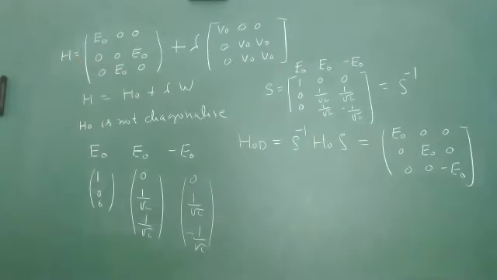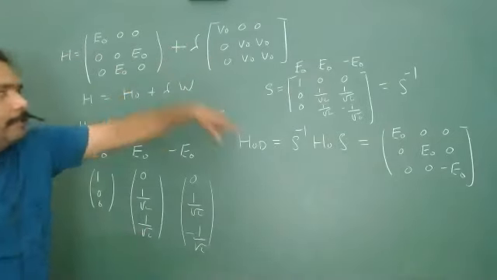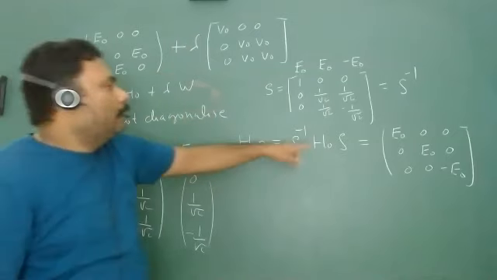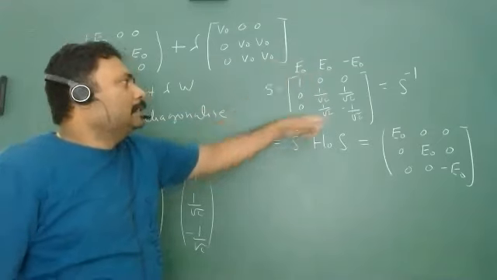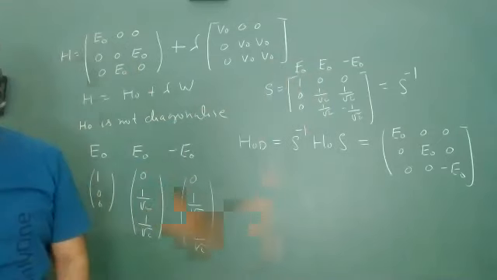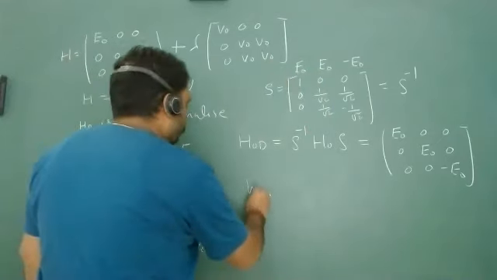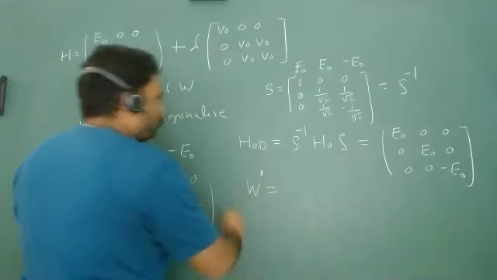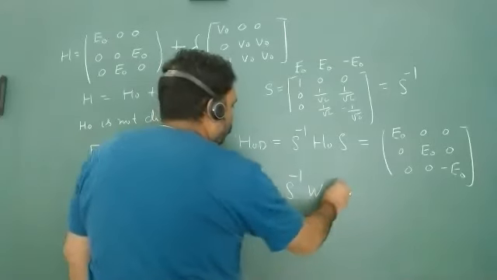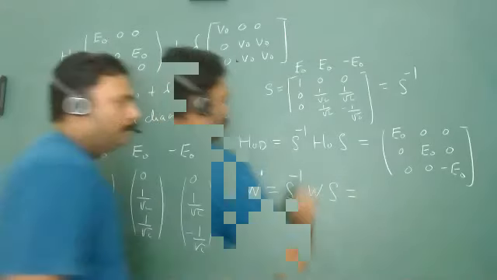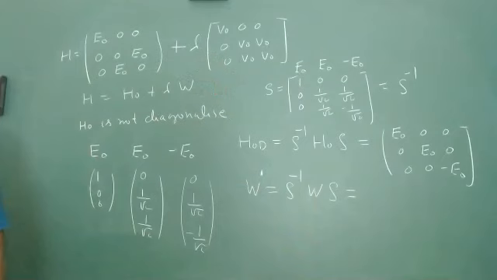Now, what is your next target? Next target, we have to find W dash. In which basis? In the basis where H naught is diagonalized. So we have to write W dash in the basis of S itself. So what will W dash be? W dash is equal to S inverse W S. I am just giving you 30 seconds. Please try to calculate this one.